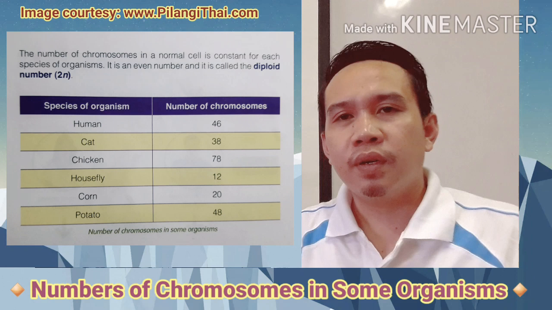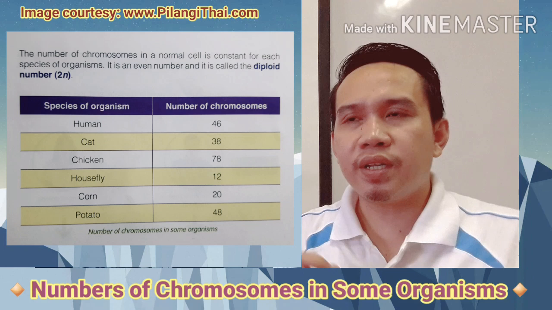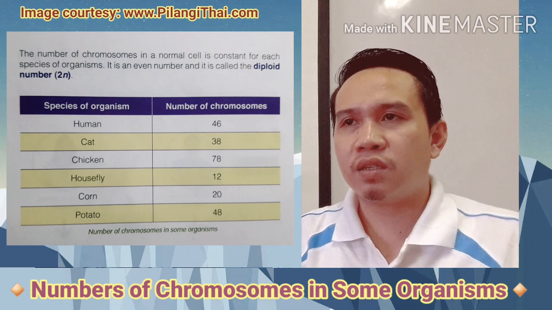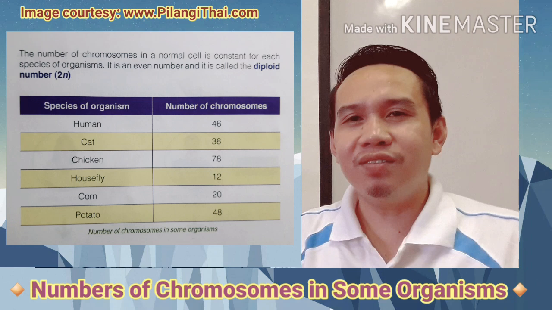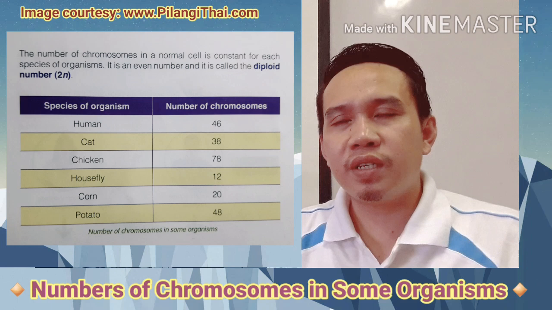Now, the species of human has 46 chromosomes. In a cat, there are 38 chromosomes. In a chicken, there are 78 chromosomes. In a housefly, there are 12 chromosomes. In corn, there are 20 chromosomes. In potato, there are 48 chromosomes.